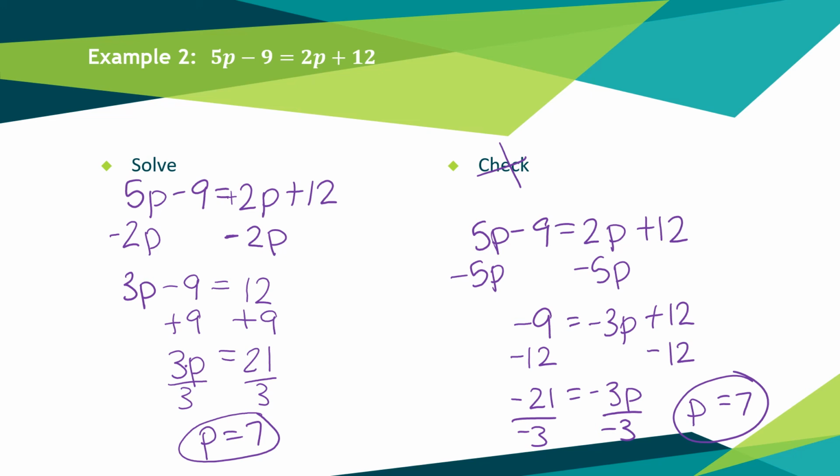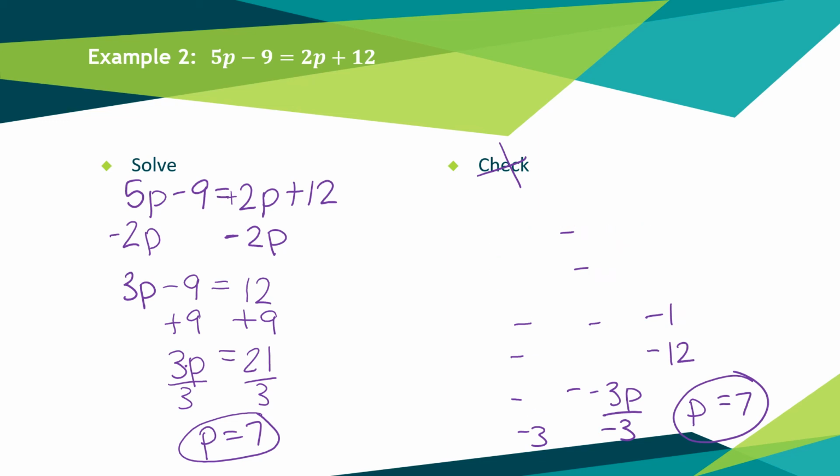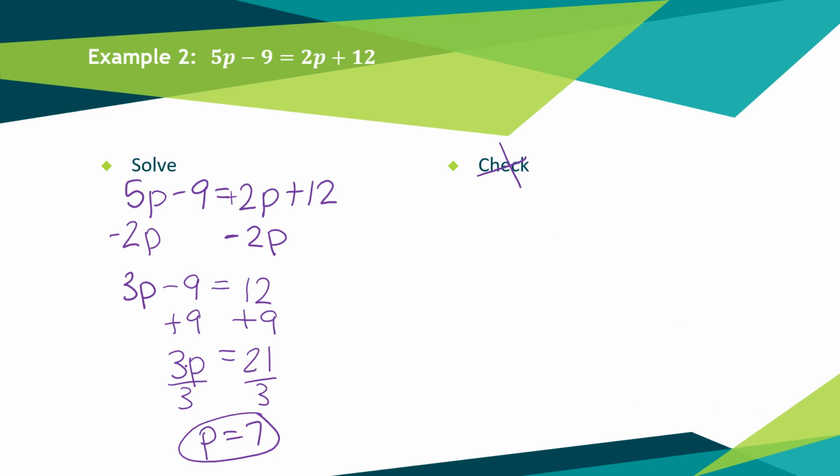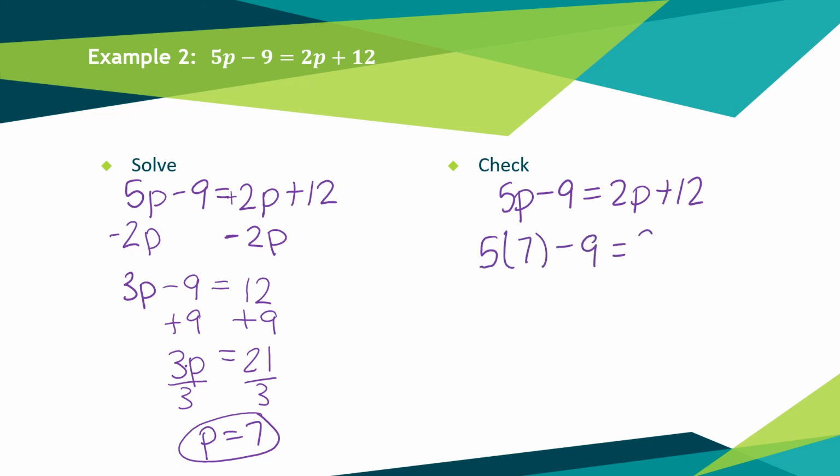So now I'm just going to clear this side so we can check to make sure that 7 is actually the correct answer. You don't always have to do this, but I like to do it just to make sure that I am getting the correct answer in the end. Whenever we check, we want to copy down the original problem, and then anywhere we see a p, we're going to plug in 7 because that was the answer that we found. And then we can start to simplify.